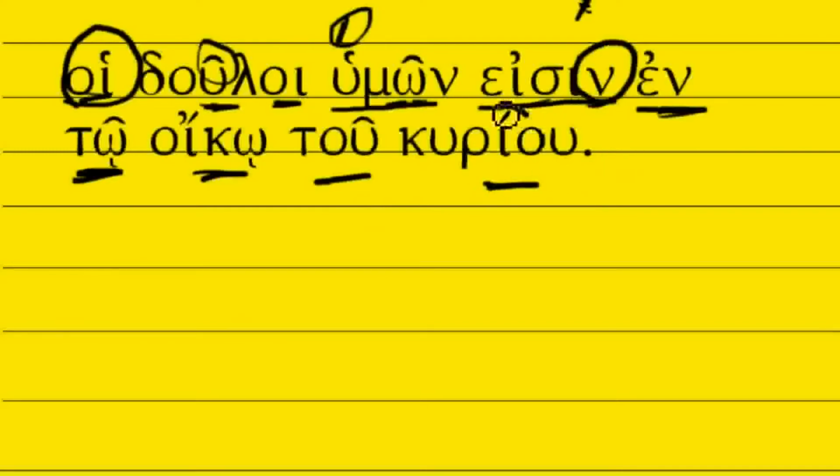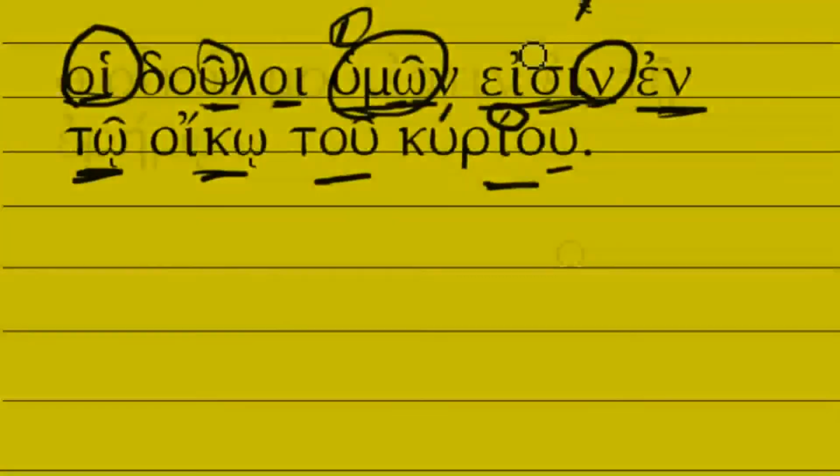The accent moves to the penult from the antepenult because, of course, the last is long. The only thing tricky in this, really the only thing new, is the use of this personal pronoun and the accent of the enclitic word here, or I should say the non-accent of it because it is enclitic. Otherwise, pretty straightforward. The slaves of you, your slaves, are in the house of the Lord.